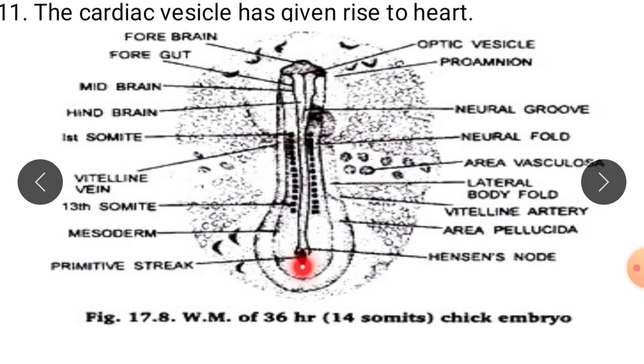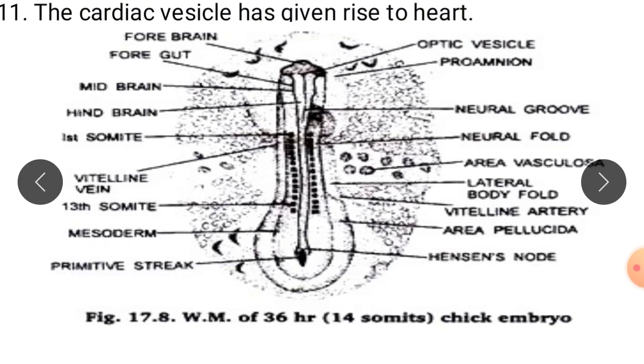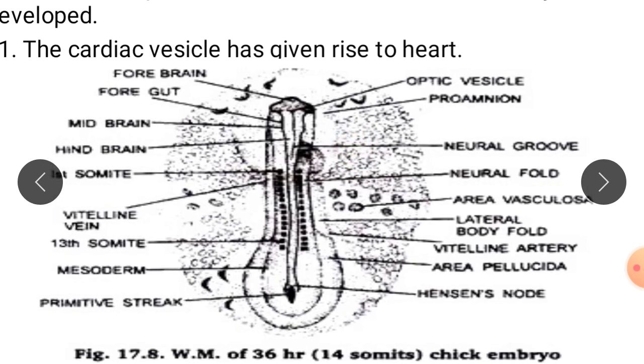I think you have understood the process of development of the embryo. As the embryo is growing, the primitive streak size is reduced. Hensen's node, area pellucida, vitelline, lateral body fold, area vasculosa. Yes, this is called area vasculosa. Red spots started to appear. They are going to be developed into blood cells and blood vessels. Neural fold, neural groove, proamnion, optic vesicle.